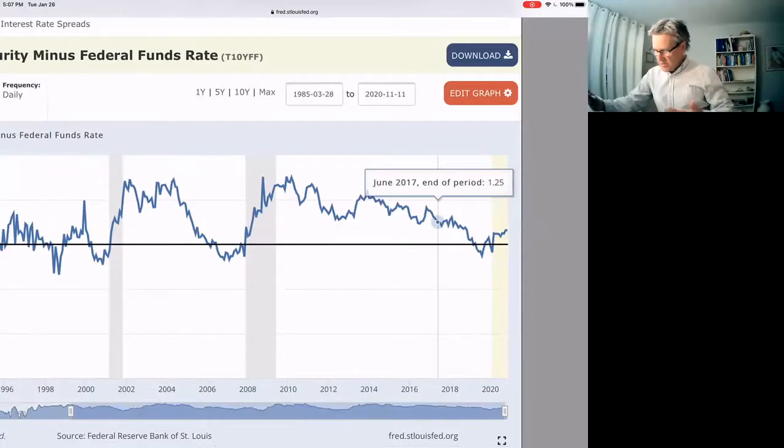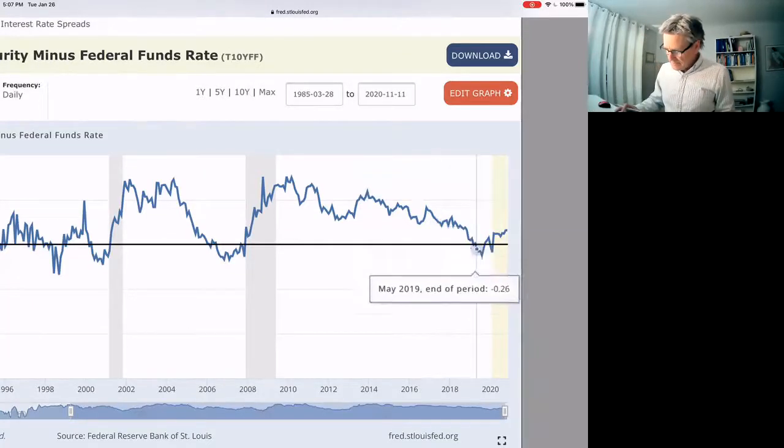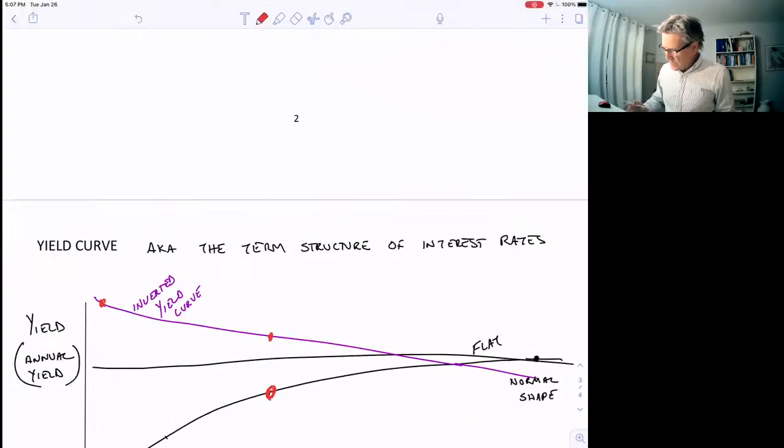So take a look at the recession that started in 2008. The yield curve spread went negative about, looks like, almost 2 years before the recession started. It went negative. We go back to the previous recession.